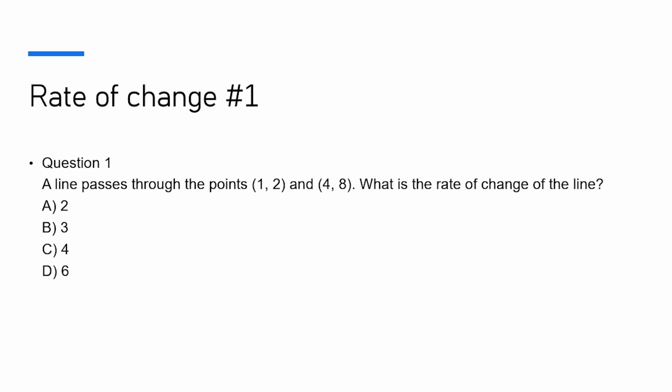Okay, the line passes through the points (1, 2) and (4, 8). What is the rate of change of the line? So this is a pretty simple one. It's an easy question. You first have to know the formula for rate of change. So first you have to label your points, x1, y1, and x2, y2. And then the formula for the rate of change is y2 minus y1 over x2 minus x1.